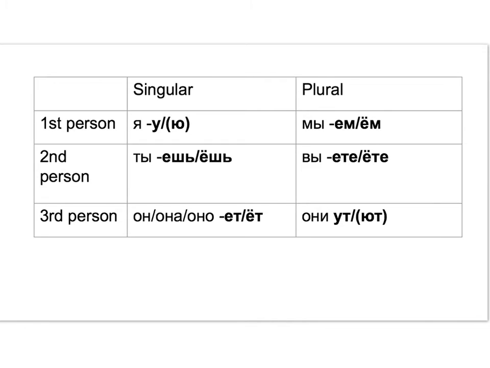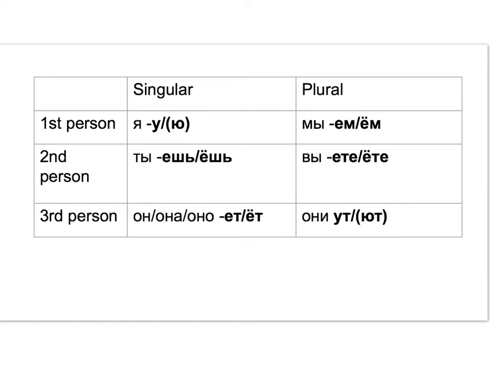This table summarizes our first conjugation verb pattern. Я forms will end in у or ю. Ты ешь. Он, она, оно ет. Мы ем. Вы ете. Они ут, ют.